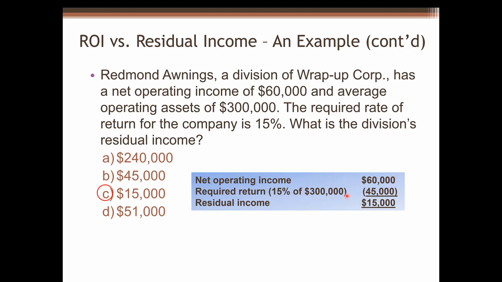To calculate the division's residual income, we first calculate the required return in dollar amount. We use average operating assets $300,000 multiplied by the required rate of return in percentage, 15% of the company, and we get the required return in dollar amount, $45,000. Subtract $45,000 from net operating income, $60,000, and we get residual income, $15,000.